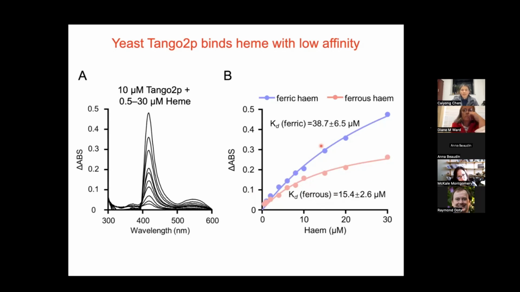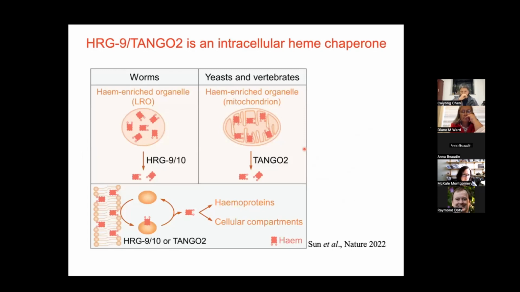These results indicate that yeast Tango2 protein is a low affinity heme binding protein. And taken together, our results indicate that HRG9 and TANGO2 are a family of intracellular heme chaperones.